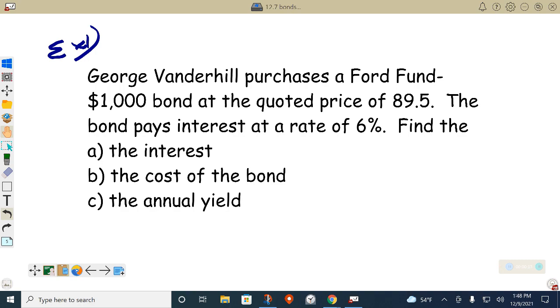The bond pays interest at a rate of 6%. Find A, the interest, B, the cost of the bond, C, the annual yield. This is very easy. It sounds more sophisticated and elaborate than it actually is. Write it down and go over what each thing means. So easy. So, so easy.